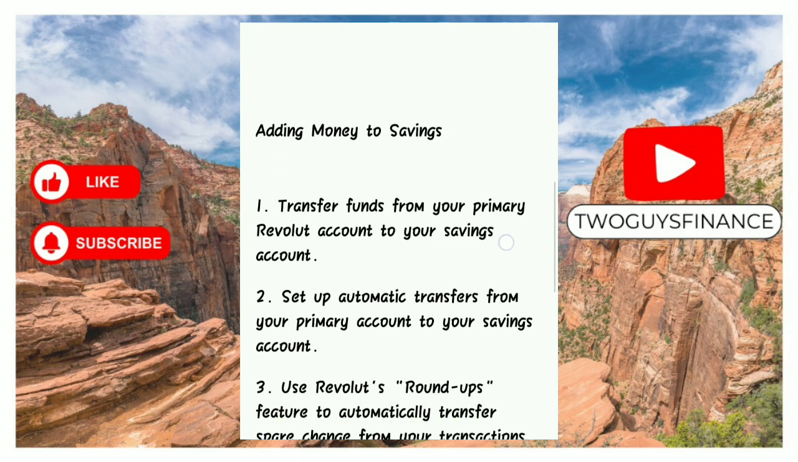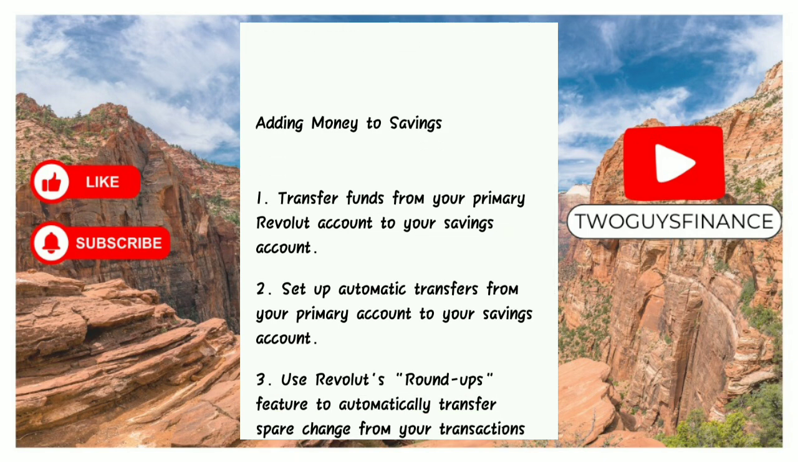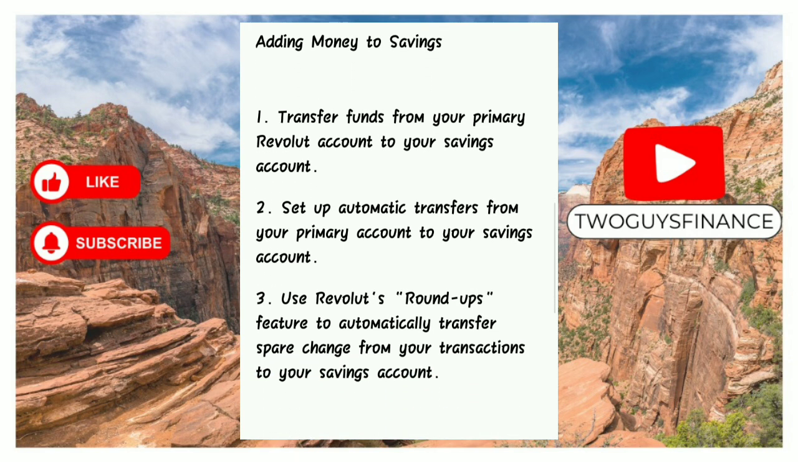Now you can also just add money to savings anytime, and you can do this by transferring funds from your primary Revolut account to your savings account. You could also set up automatic transfers from your primary account to savings account, and you could also use Revolut's roundups feature to automatically transfer spare change from your transactions to your savings accounts.